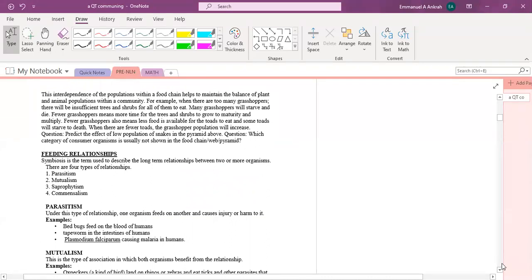So let's read this one. It says, this interdependence of populations within a food chain helps us to maintain the balance of plant and animal populations within a community. For example, when there are too many grasshoppers, there will be insufficient trees and shrubs for all of them to eat. Many grasshoppers will starve and die. Fewer grasshoppers means more time for the trees and shrubs to grow to maturity and multiply. Fewer grasshoppers also means less food is available for the toads to eat, and some toads will starve to death. When there are fewer toads, the grasshopper population would increase. So, for example, a question like: predict the effect of a low population of snakes in the pyramid above.